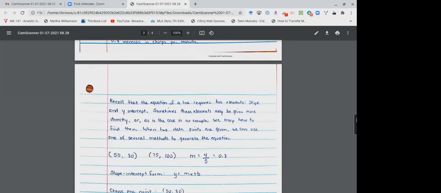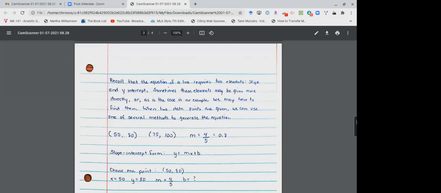Now, I'm going to extend this concept to actually taking us from our data and from our observations to our equation. So we recall that the equation of a line requires 2 elements, slope and the y-intercept. Sometimes the slope and the y-intercept are given to you. Sometimes one is given to you. In this case, we didn't have either one. We have to get both. We had 2 points. Sometimes these elements may be given more directly, or as in the case of our example, which I just told you, we may have to find them.